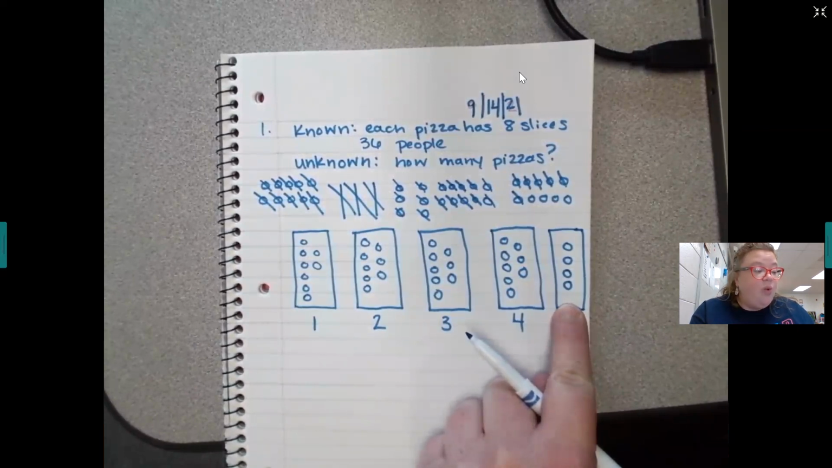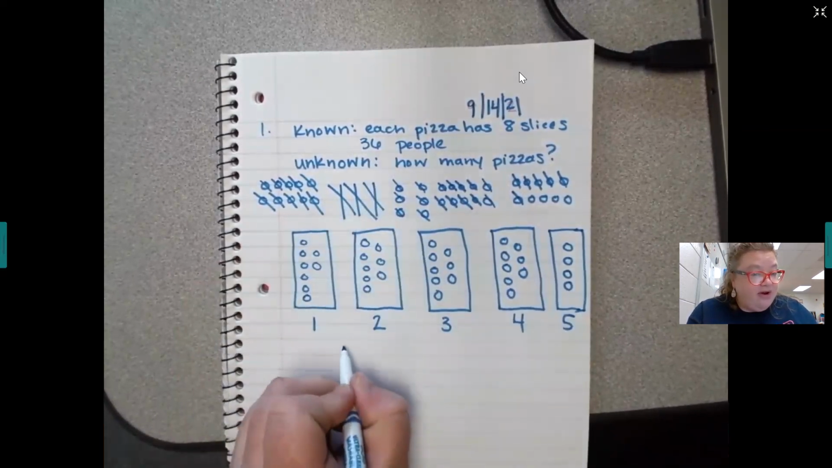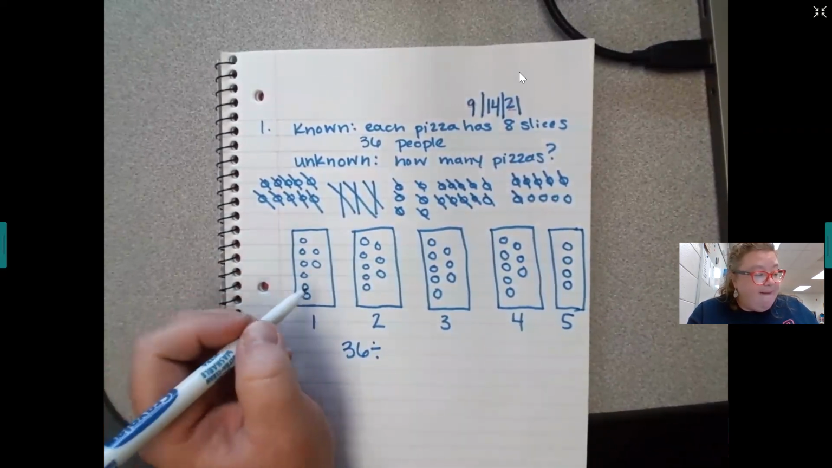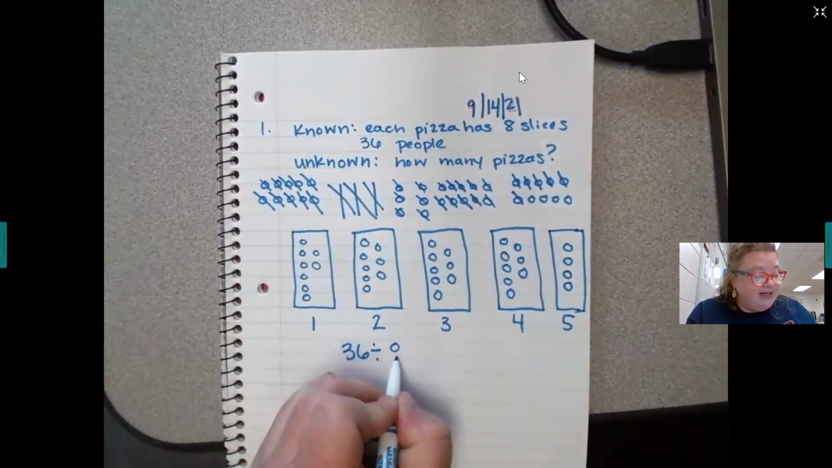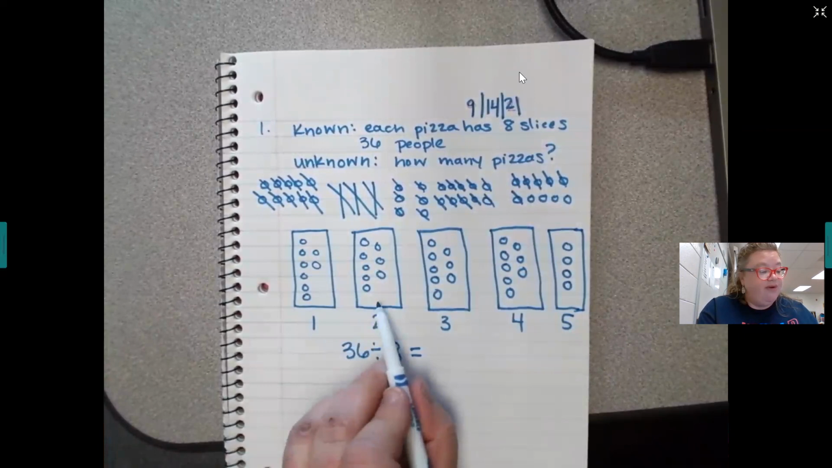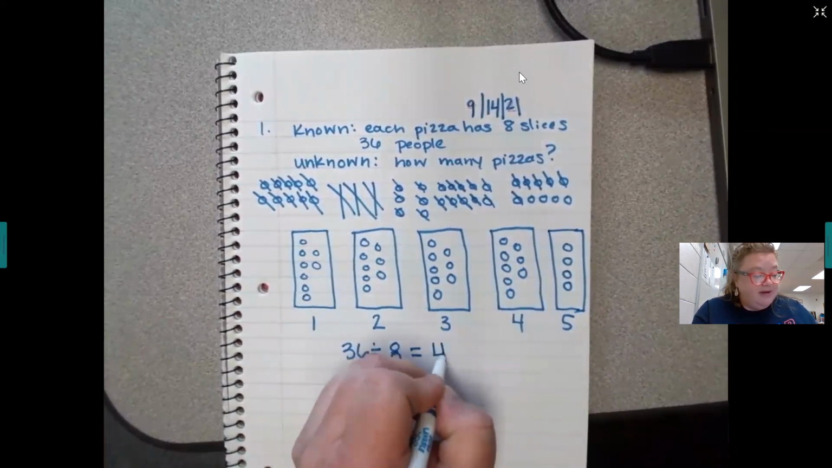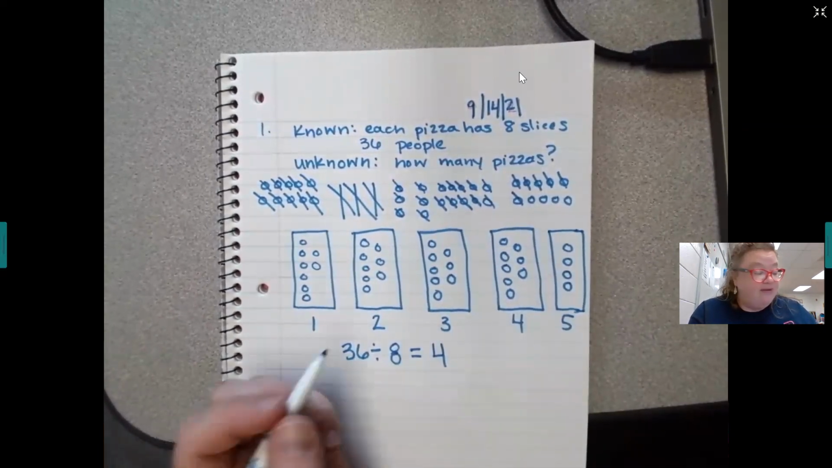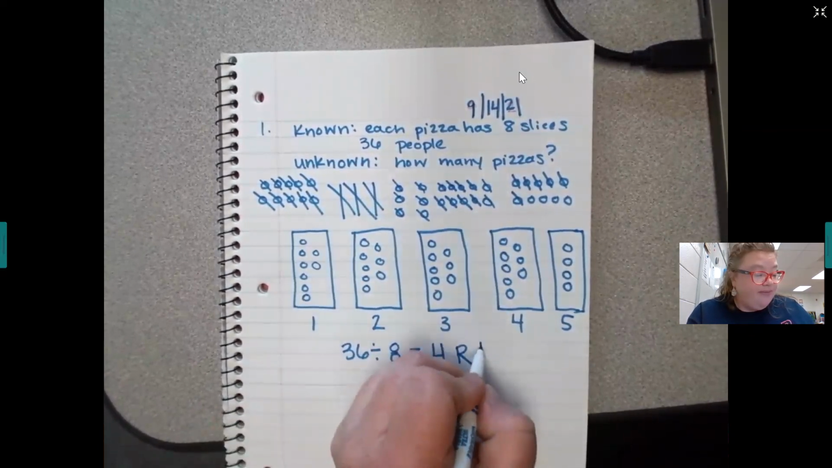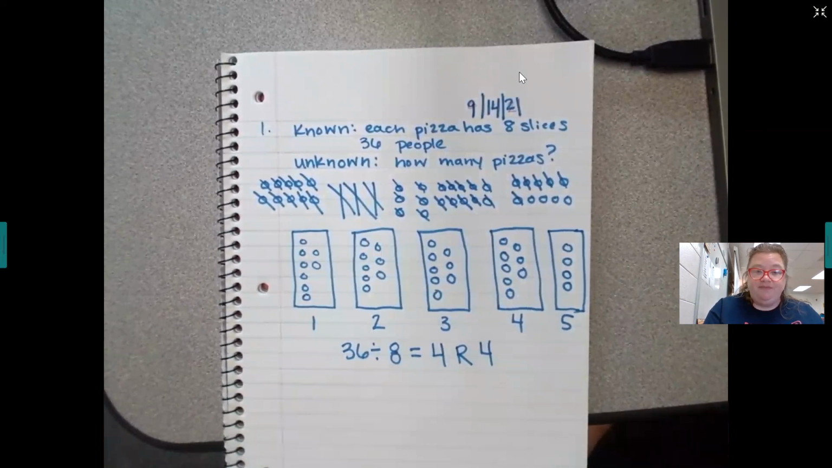Okay, so what I did is I divided 36 divided by 8 into these groups of 8. And I found out that I need to order 4 pizzas, and I'm going to have 4 people left over. That is my remainder, and we use the letter R to stand for remainder.